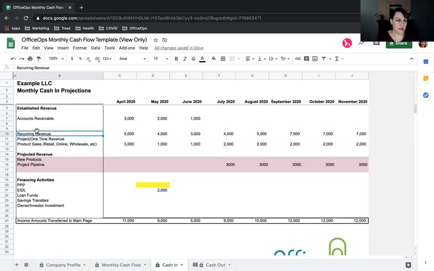So that's going to be here. So this is product sales. Don't type live. Got it.